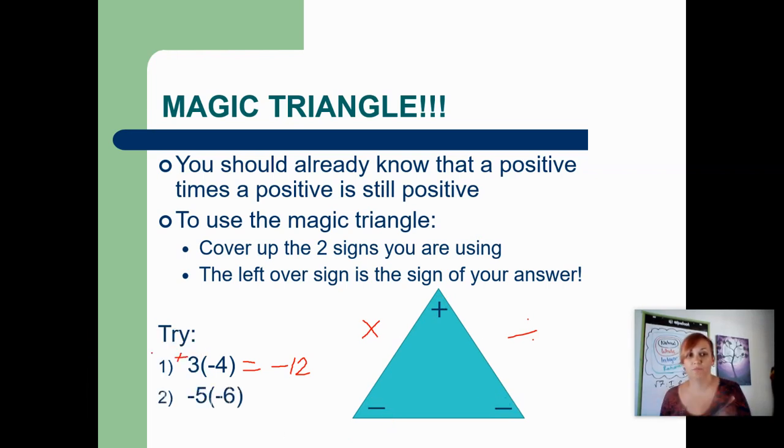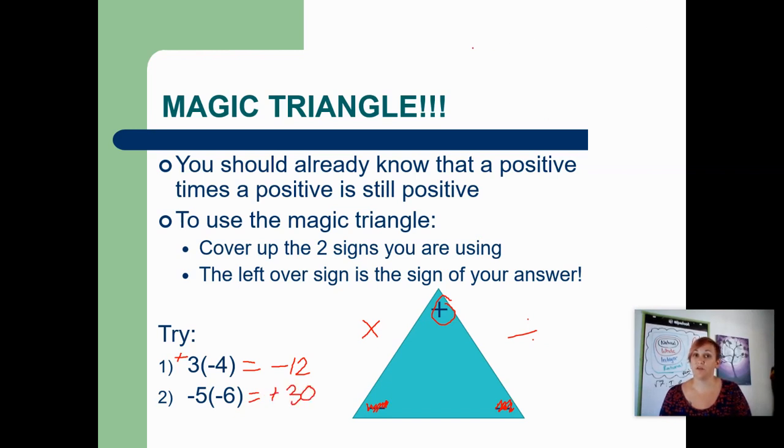Let's try another one. Negative 5 times negative 6. This is multiplying, so we're allowed to use the magic triangle. Since they're both negative, I'm going to cover up both the negatives on the bottom, leaving me with the positive from the top. And so I would expect my answer to be a positive number, and it is positive 30.